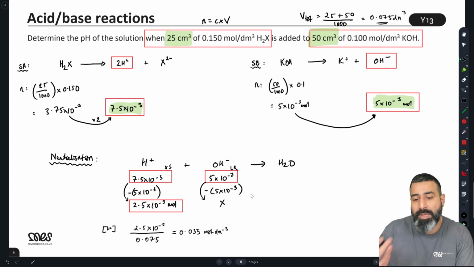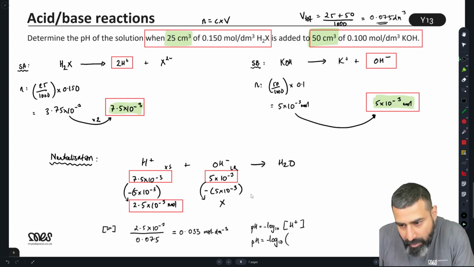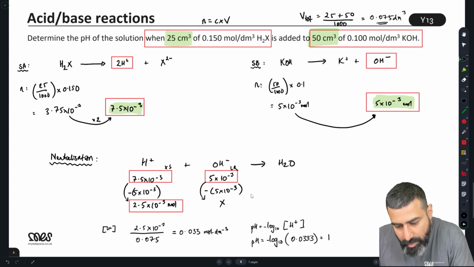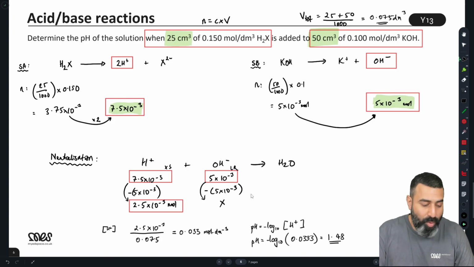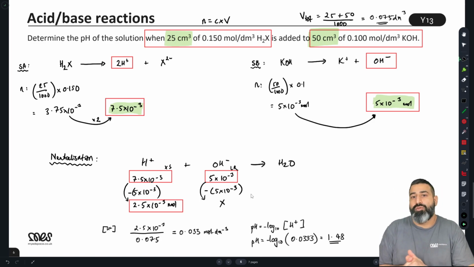So now I need to determine the pH. Remember that pH is defined as the negative log base 10 of the hydrogen ion concentration. So if I stick that number in, what do we get? The negative log base 10 of that answer should give a pH of 1.48 to 2 decimal places. Okay, and there you go. That's how you determine the pH of a strong acid versus a strong base when the acid is in excess.